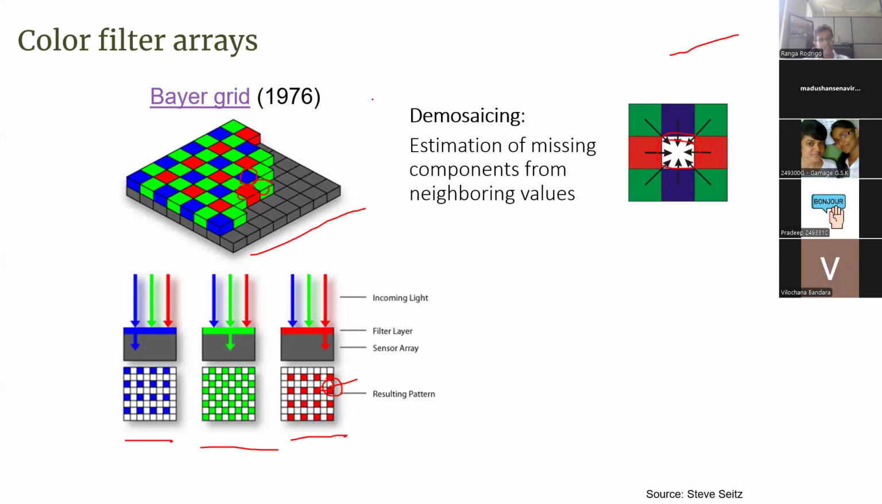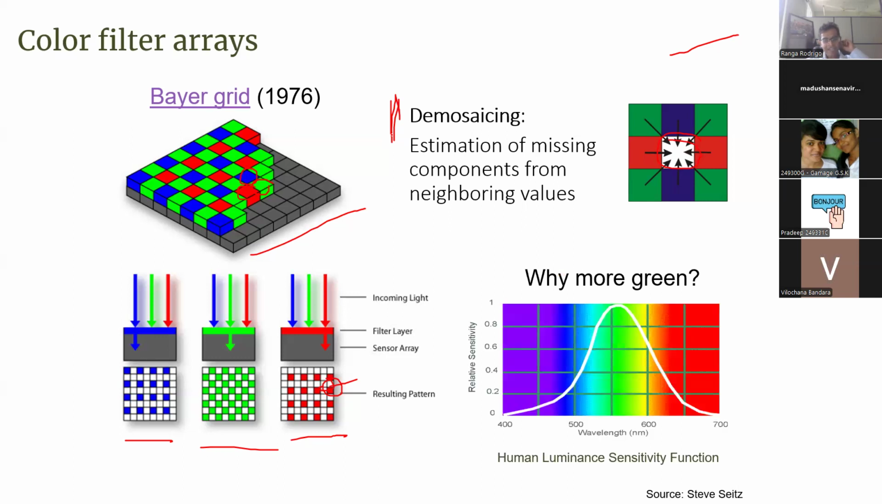So this is called demosaicing. Every camera sensor has to do that inside the camera. They have to run this demosaicing operation, so they have complicated algorithms. Why more green? Because of this problem: luminous sensitivity of the human eye.